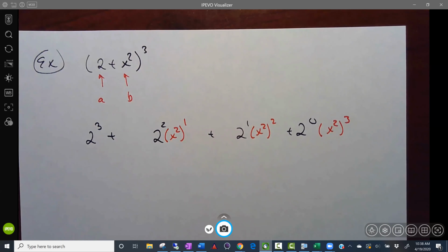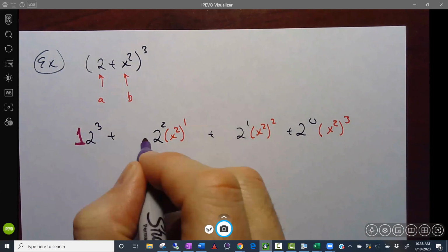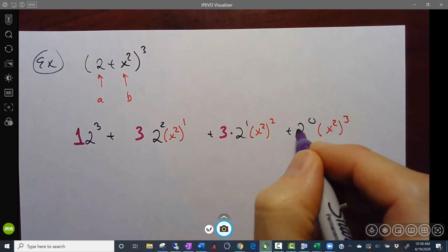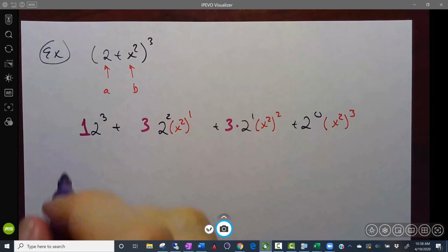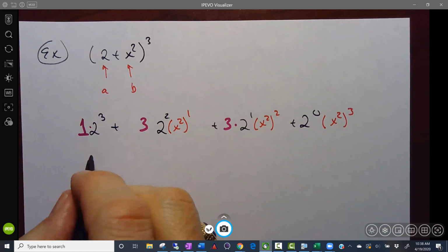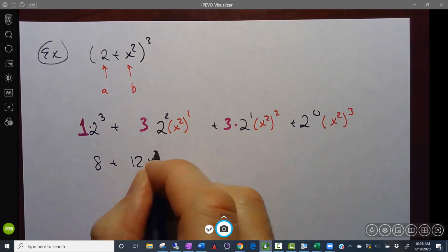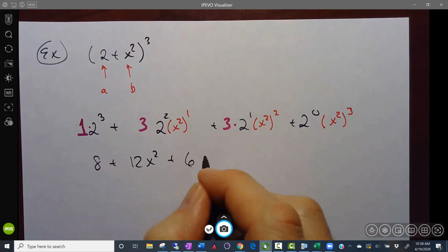Before I start simplifying, what else do I need? If you said the coefficients from Pascal's triangle, ding, ding, ding, you got it right. So it's going to be a 1 here, then what, a 3, and a 1, which I'm not going to write. Let's see if we can't simplify all that out. 2 cubed would be 8, plus 4 times 3 is 12x squared, plus 2 times 3 is 6.